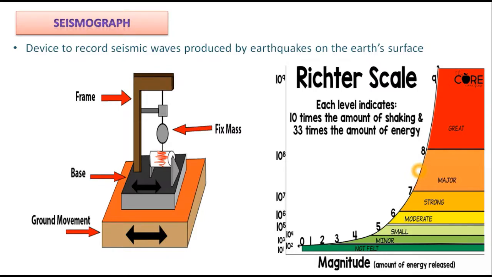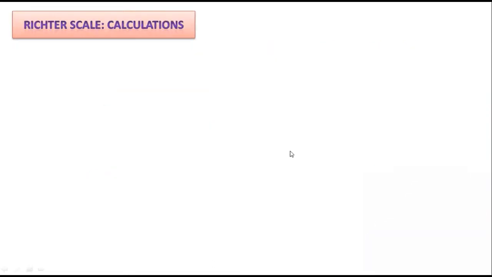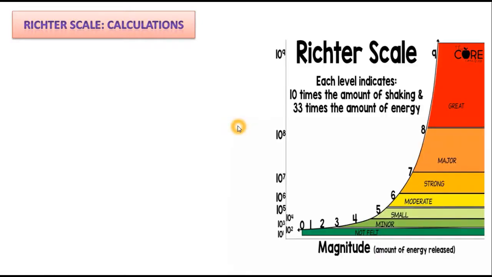Now, let's look at some simple but important calculations associated with the Richter scale. Often people feel that an earthquake of magnitude 2 or magnitude 3 doesn't make much difference. It's just increased by 1 unit. But when the magnitude increases by 1 unit, the effect of that earthquake increases by several times.